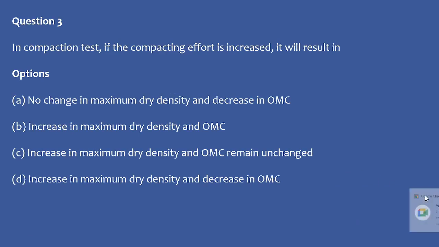So here is the third question. In a compaction test, if the compacting effort is increased, it will result in which among these four options? Option A, no change in maximum dry density and decrease in optimum moisture content, OMC here denotes optimum moisture content. Option B, increase in maximum dry density and OMC. Option C, increase in maximum dry density and OMC will remain unchanged. Or option D, increase in maximum dry density and decrease in OMC.